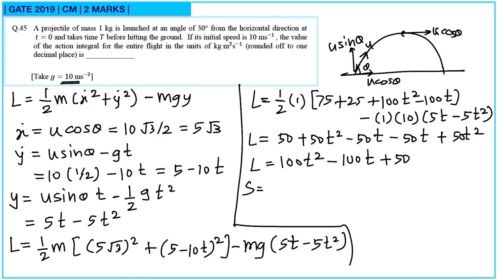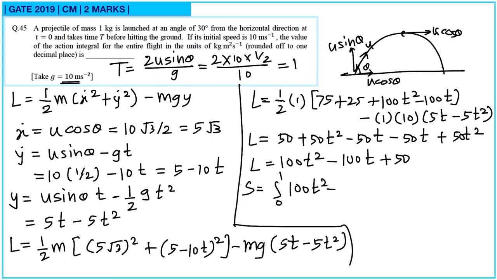Now action integral is equal to integral from 0 to t. Okay, so we want to find out when it is hitting the ground. For that we require time of flight, and time of flight is 2u sin theta by g, which is equal to 2 into 10 into half upon 10, which is 1 second. So integration is up to 1.